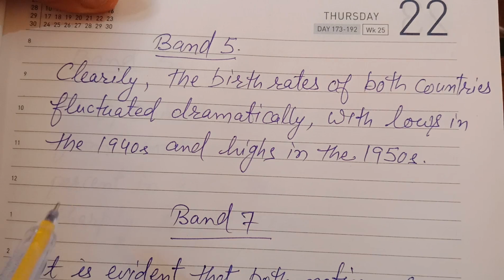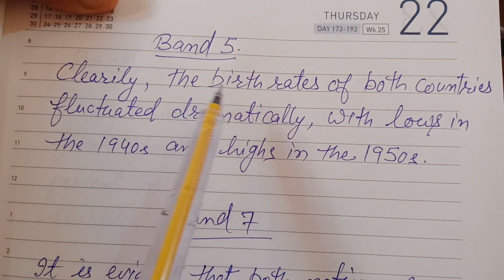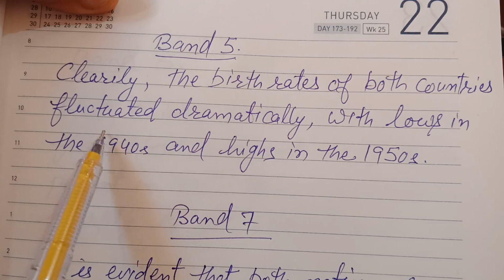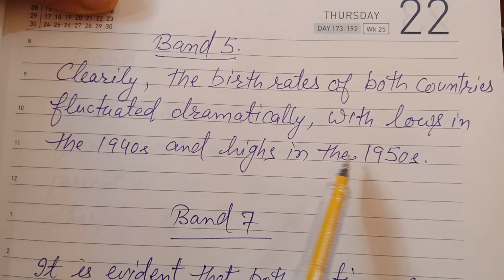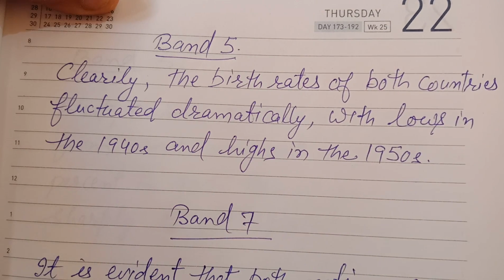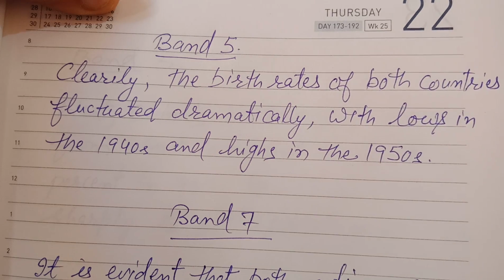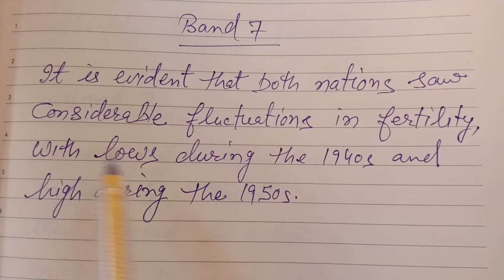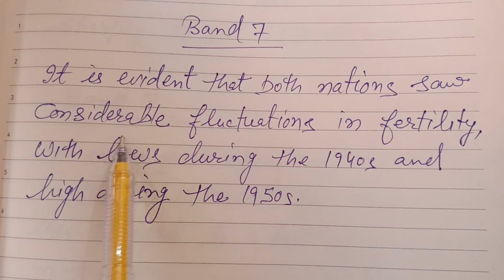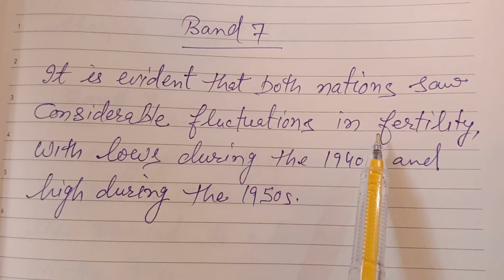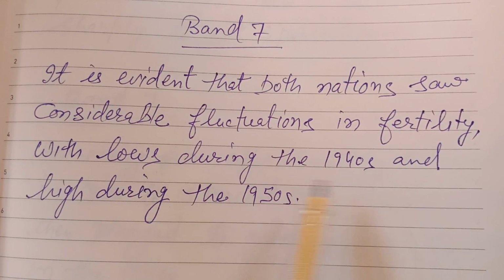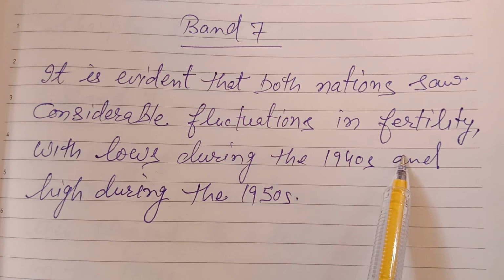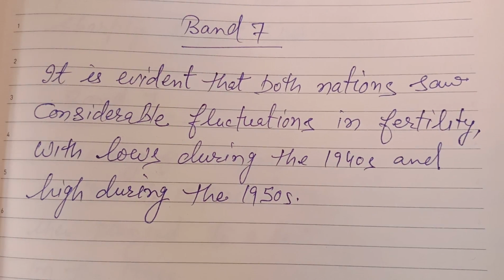This sentence is for overview. Clearly, the birth rates of both countries fluctuated dramatically, with lows in the 1940s and highs in 1950s. This is one example. Now, the same content can be better written that can help you to get 7 band. It is evident that both nations saw considerable fluctuations in fertility with lows during the 1940s and highs during the 1950s. Fertility means birth rates.